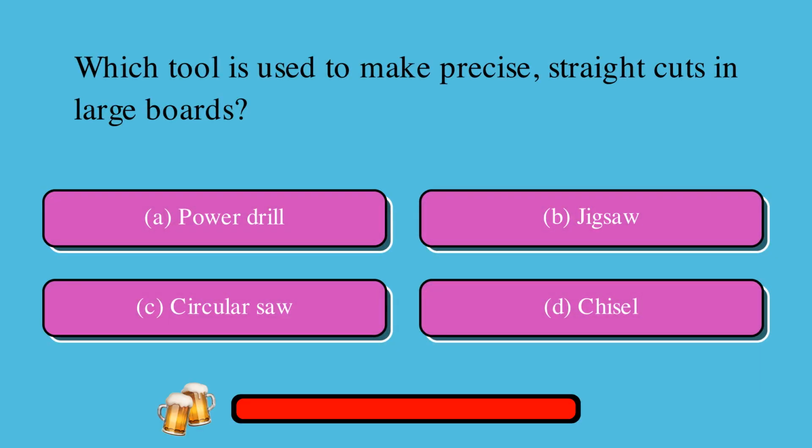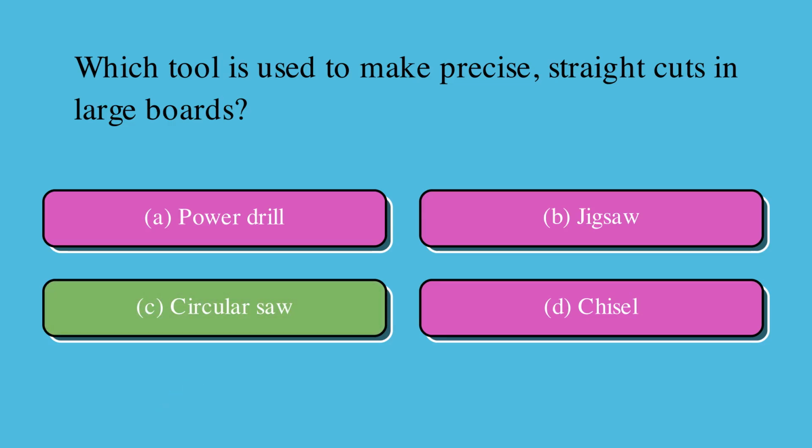Which tool is used to make precise straight cuts in large boards? Is it A, power drill, or B, jigsaw, or C, circular saw, or D, chisel? The correct answer is C, circular saw.